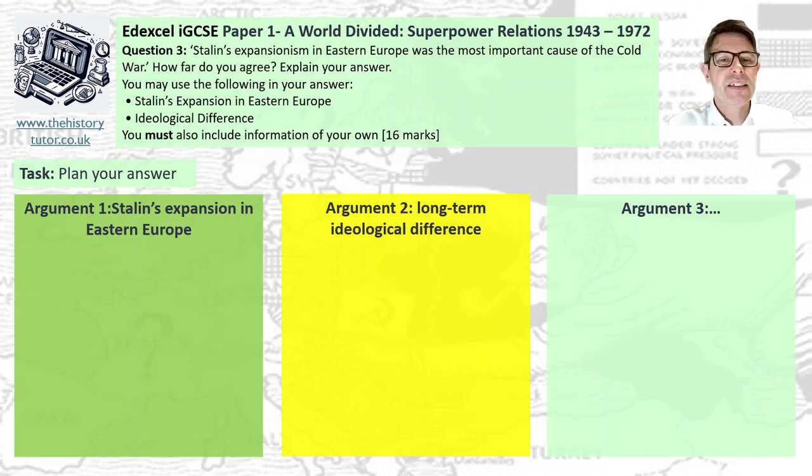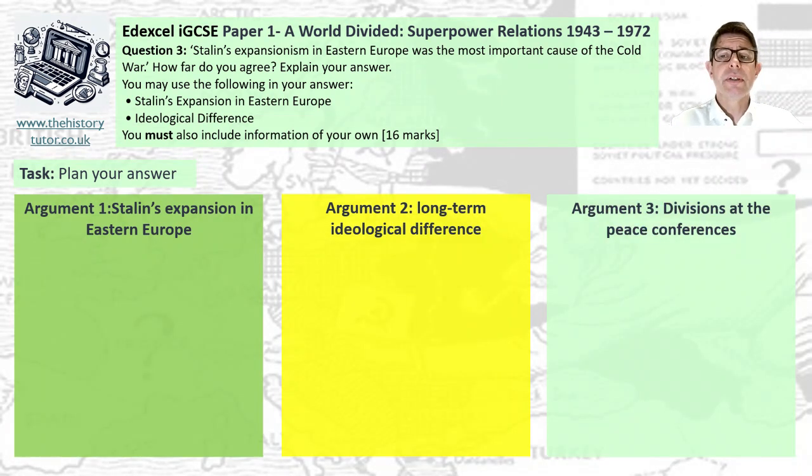So let's start thinking about this in more detail by making a plan. You'll find this in my revision guide, but if you haven't got that, you can work on paper. Come up with some different arguments. So the first thing I'd like to do is think about some of your different arguments you could have. So we've been given Stalin's expansion in Europe, and of course we've been given ideological difference. What would be a third argument? Can you have a think of one? Pause me now and have a quick think.